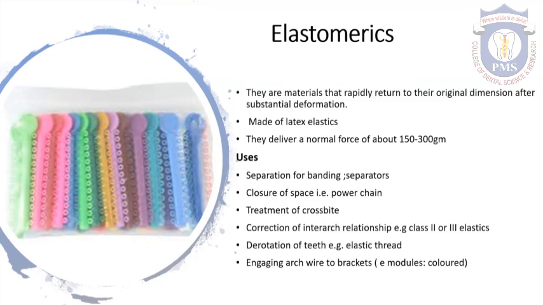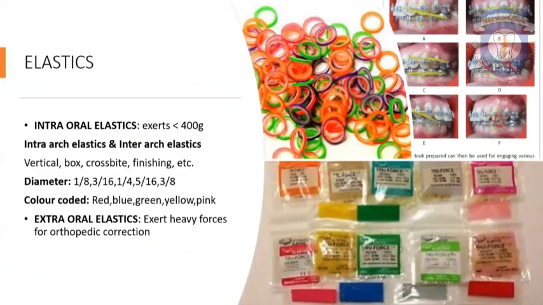Treatment of crossbite, that is crossbite elastics. Correction of inter-arch relationship, that is class 2 or class 3 elastics. Correction of intra-arch relationship can be done using class 1 elastics. Derotation of teeth using elastic thread, and engaging arch wire to brackets using modules.